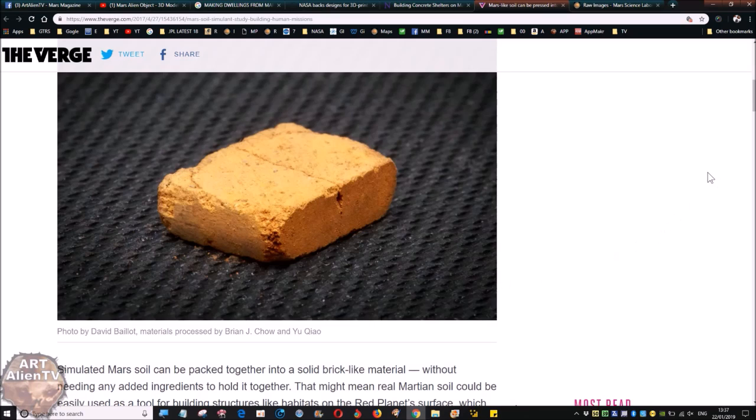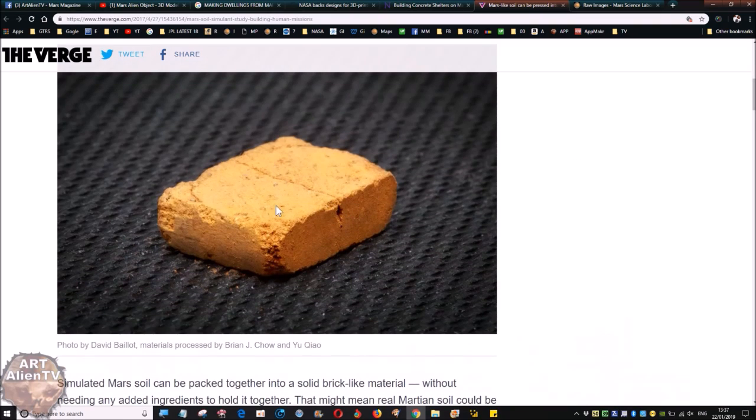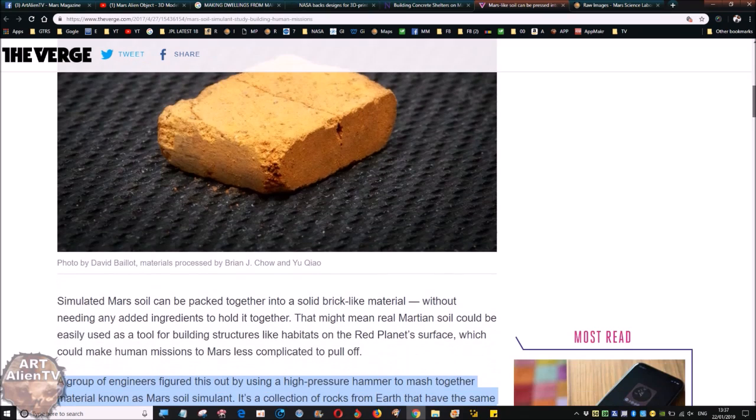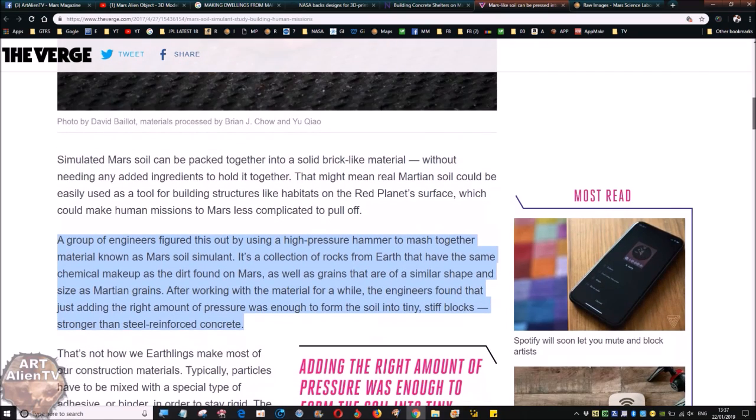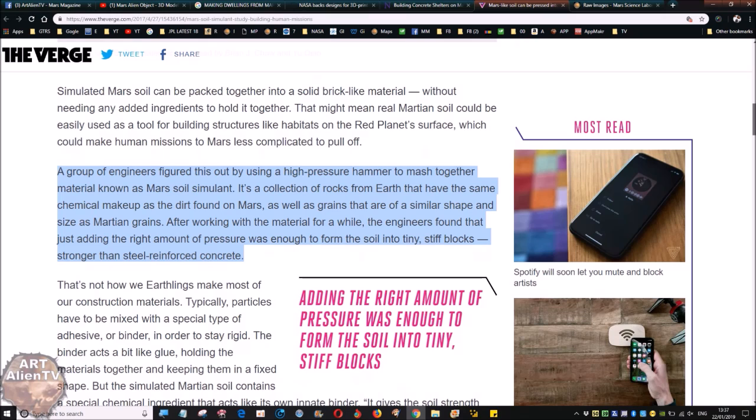So effectively, you could grab a handful or a few handfuls of Martian soil and then squish it together into a shape, and it would solidify into very, very hard concrete, mainly because of its sulfur content, okay? And the fact that the particles are very small. Now, it goes into some detail here about how this engineer managed to work out that you could build stuff very easily using Mars soil.